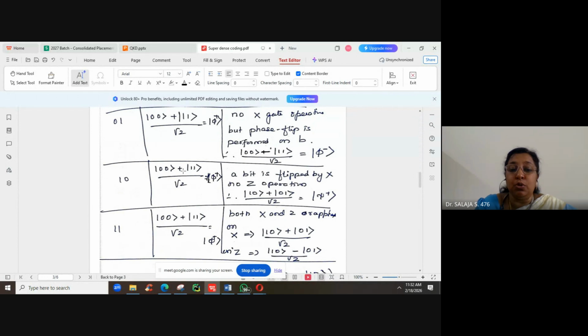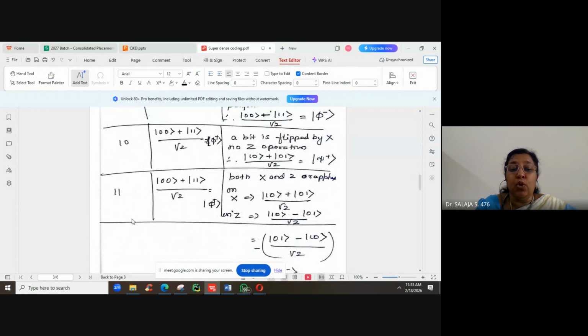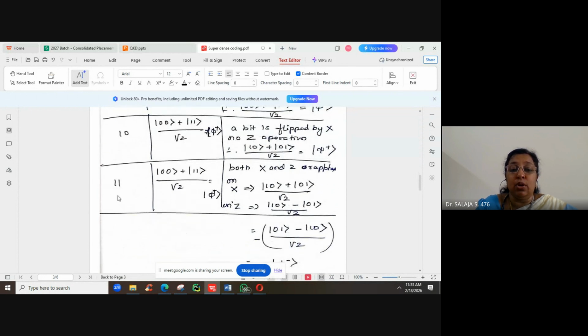0 is flipped to 1 and this 1 is flipped to 0, resulting in ket 10 plus ket 01 by root 2, which is ket psi plus operation.